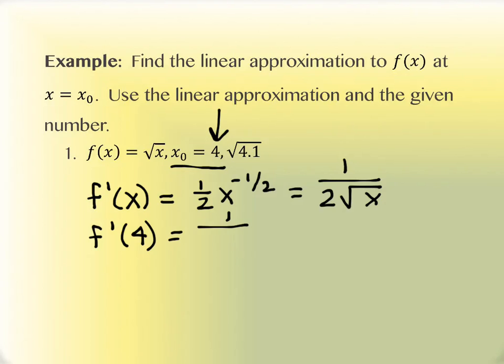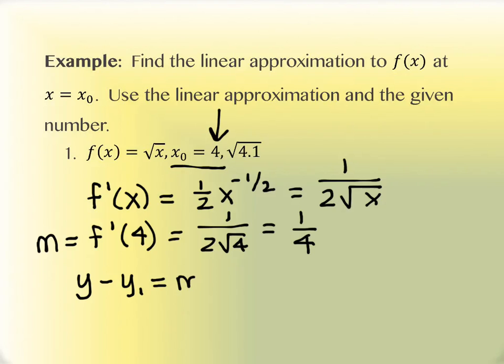All right, so I've got 1/2 square root of 4, which would give me what? 1/4. And this is my slope, right? And that's what derivatives give us. They give us slope. So in terms of the equation, I'll use the notation you all are familiar with. This is y minus y1 equals m times x minus x1.